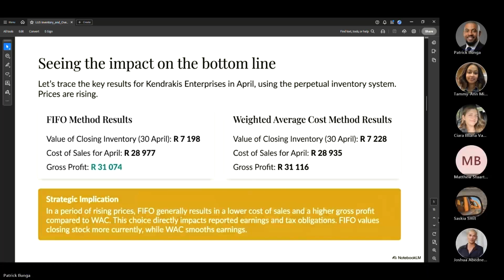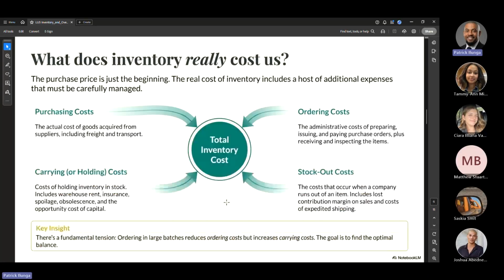All right. So this is a very good concept here because when we think about the real cost of inventory, I'm sure some of you here would think about the purchasing cost only. You're talking about inventory, Patrick. Obviously, you are just talking about how much we paid for the actual product from the supplier, right?